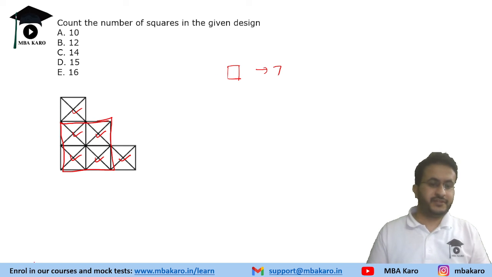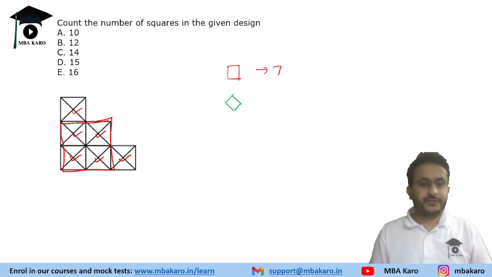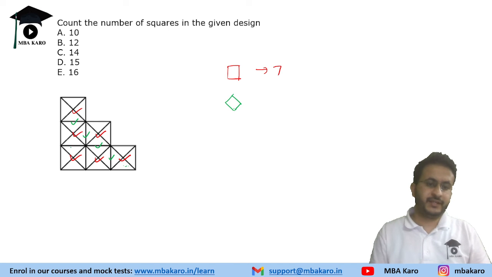Now 7 is not in the options. Of course we have these slanting squares also. This is also a square because it has 90-degree angles and equal sides. It's just that the square is rotated. Now let us find those squares as well. So I'm removing it for now. 1, 2, 3, 4. This is not a square, this will be just a triangle. 5, 6, so 6 such squares, right?